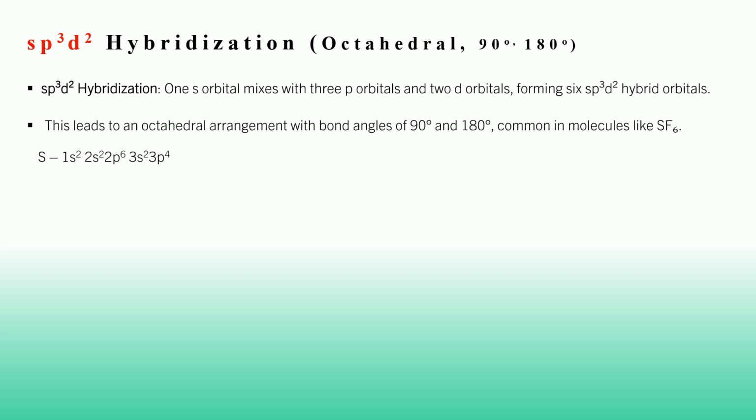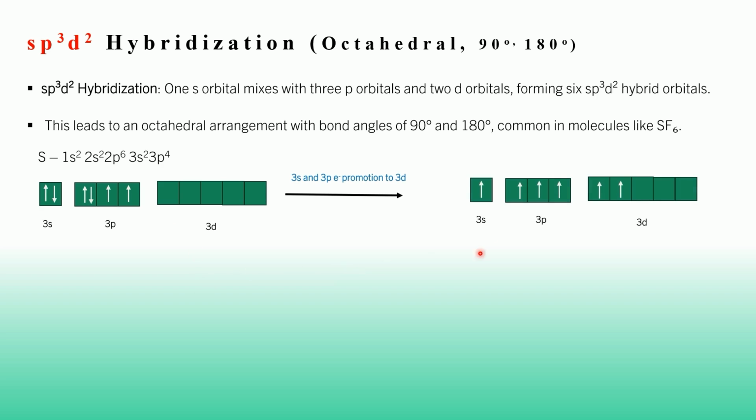Let's start from sulfur. Sulfur electron configuration is 1s2, 2s2, 2p6, 3s2, 3p4. So valence shell is 3s2, 3p4. Let's draw the orbital diagram for the valence shell. 3s2, 3p4, and in the same shell there are 5 d orbitals with empty electrons. Next step is electron promotion. One of the s electrons and one of the p electrons are promoted to 2 d orbitals. Now we have 3s, 3p orbitals and 2 occupied d orbitals.